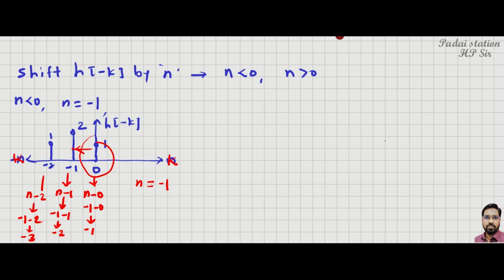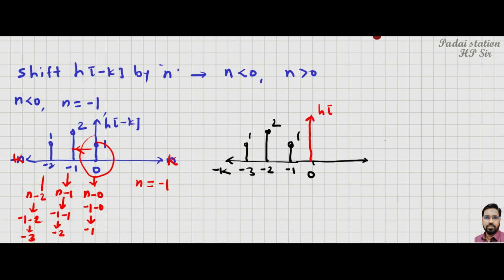Let us sketch h of n minus k for n equal to minus 1. So we'll have the sequence. So it is minus k, 0. Let us say minus 1 here. Now here we have 1, 2 and 1. So it is minus 2 and minus 3. And label of this sketch, label के लिए हम solid line use कर रहे हैं. You can show using dotted line also. So it is h of n minus k for n equal to minus 1 or n less than 0. In general, you can write like this. n less than 0 में left shift मिल गया.